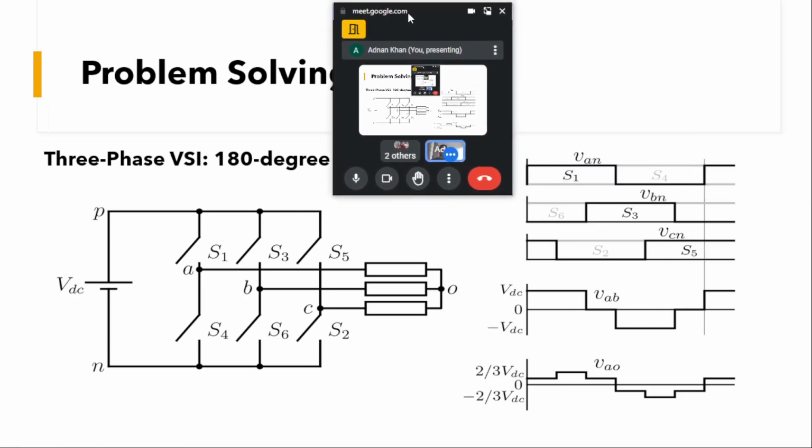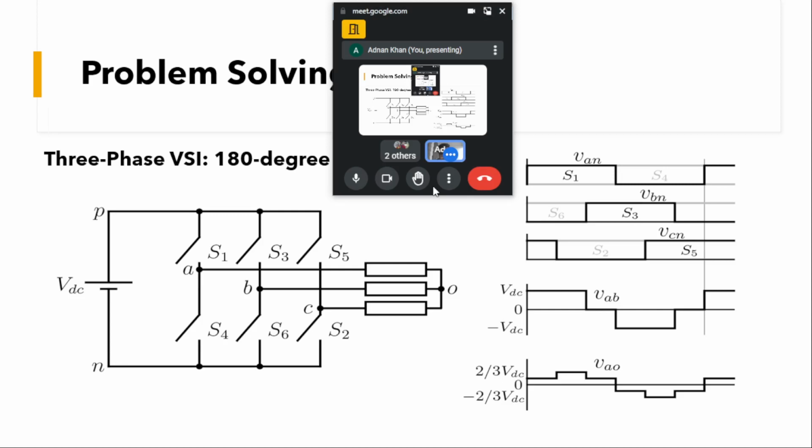As you can see, in 180 degree mode each device will conduct for 180 degree. Like you can see here, S1 is conducting for 180 degree, and after that S4 is turning on for A, and B phase will be phase shifted by 120 degree, and it will also conduct for 180 degree, and so on. Similarly phase C will be shifted from phase B by 120, and from A by 240 degree, and it will also conduct for 180 degree.